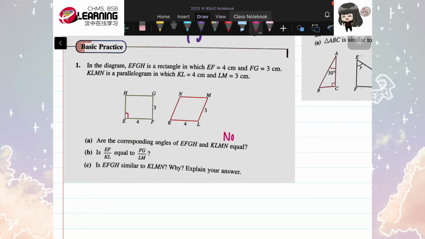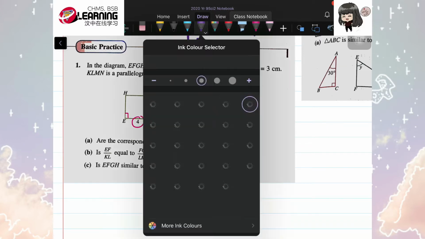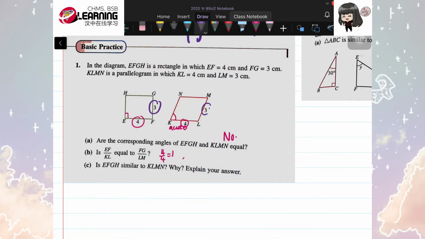Okay, it's not equal because you see this is 90 degrees, this is an acute angle, which is obviously not the same. So it's no. Is EF over KL equal to FG over LM? Okay, let's find out. EF over KL means 4 over 4, and it's equal to 1. FG over LM is 3 over 3 and is equal to 1. So yes, they have the same ratio. So yes, they are equal.